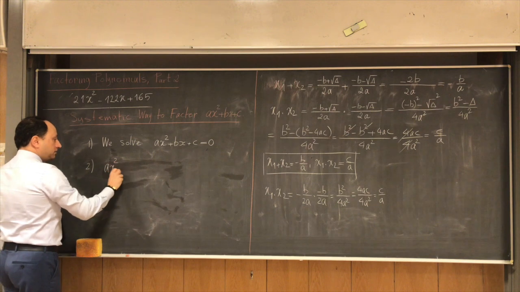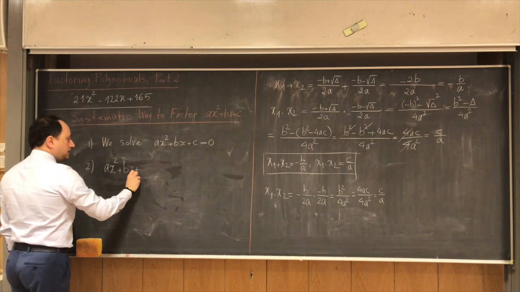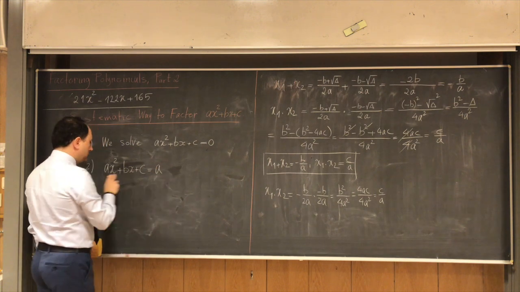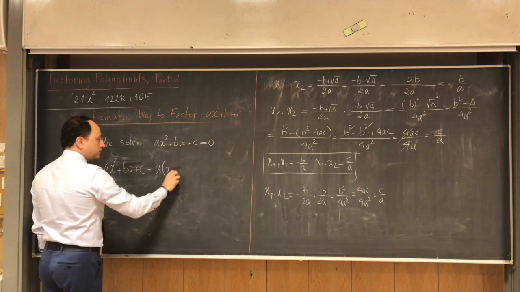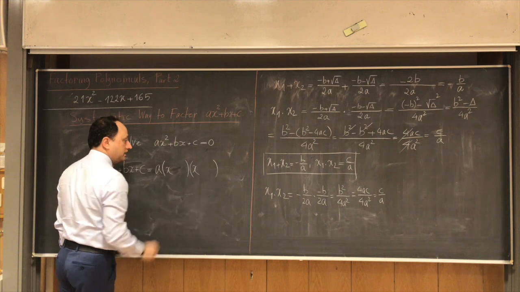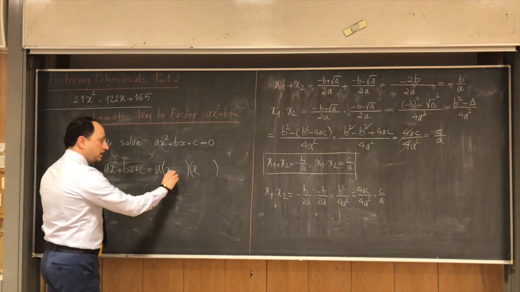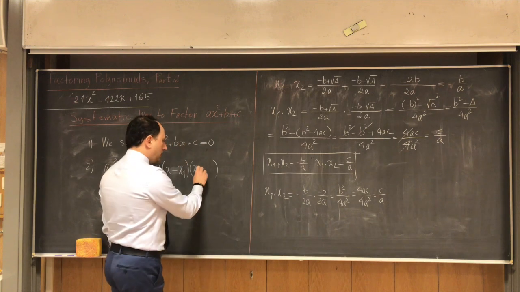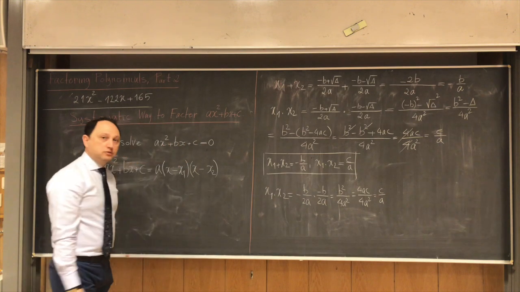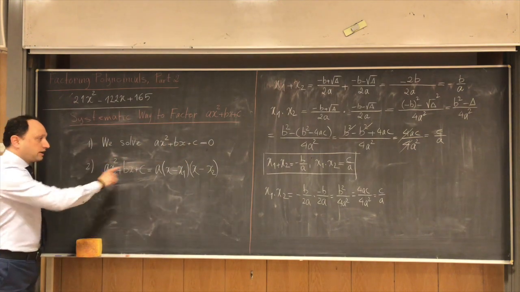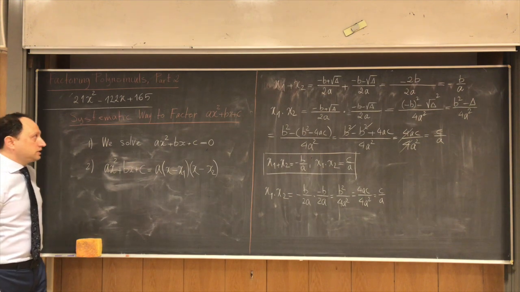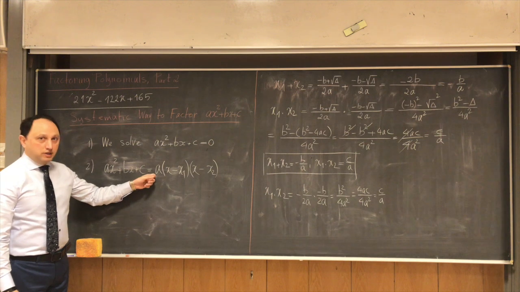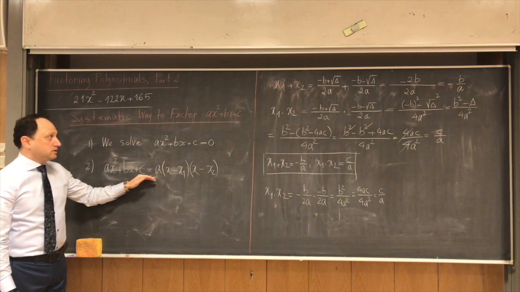ax squared plus bx plus c can be factorized in this form. This is just a, and then I put two pairs of brackets with x inside, and then I will have minus x1, which is one of the roots, and minus x2, which is the other root. And this is the factorization of that expression. You see, so I cooked a recipe here. I want to prove why this is correct for the time being, but let me explain what the recipe is.